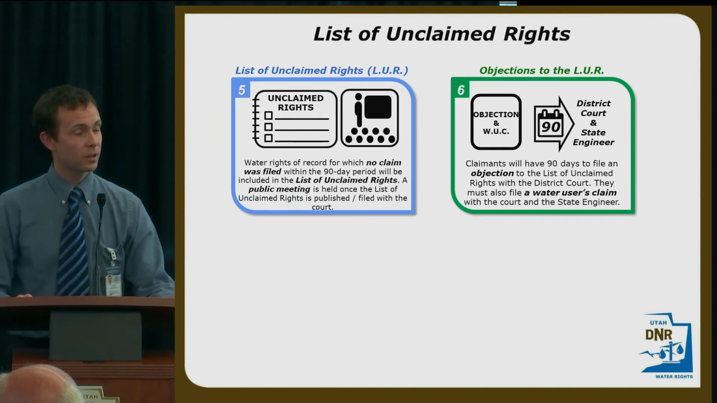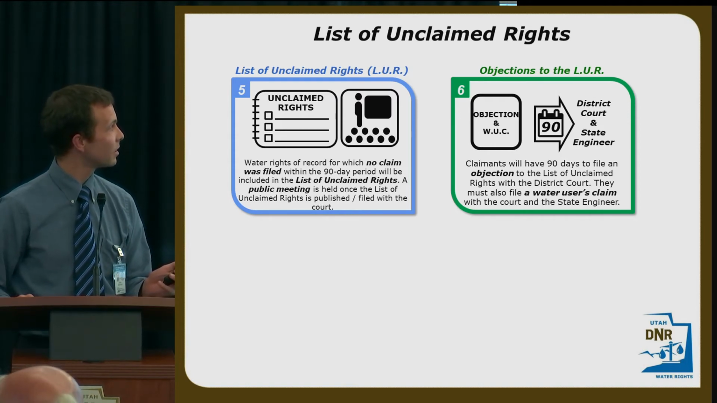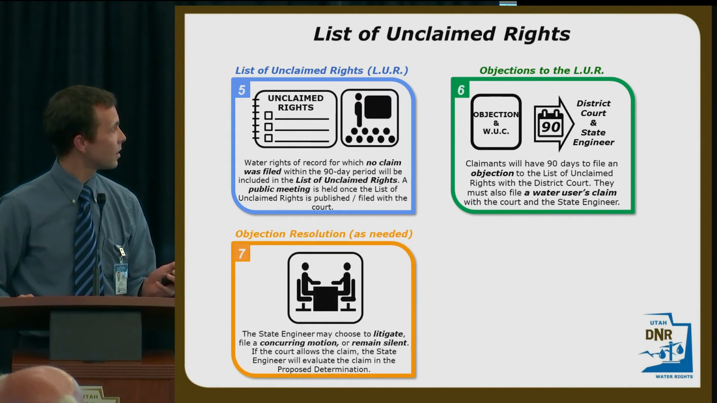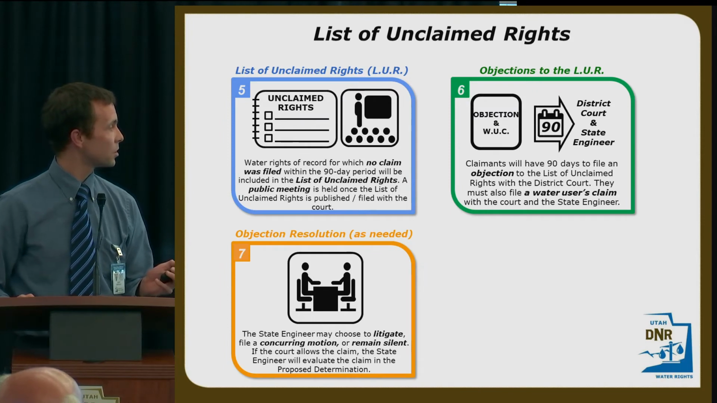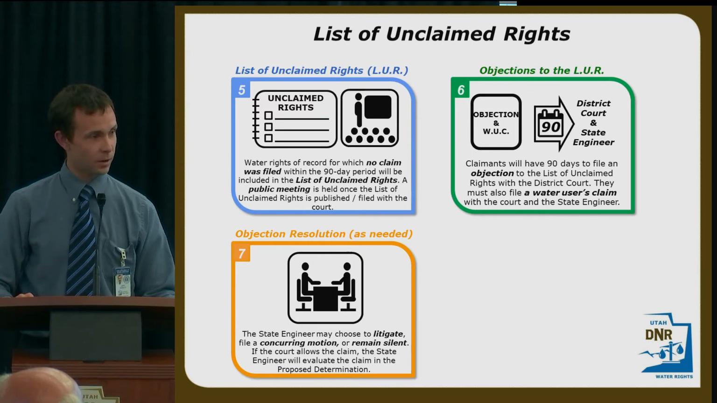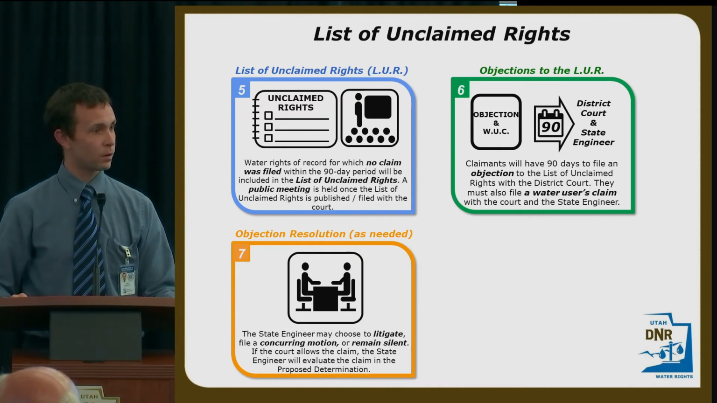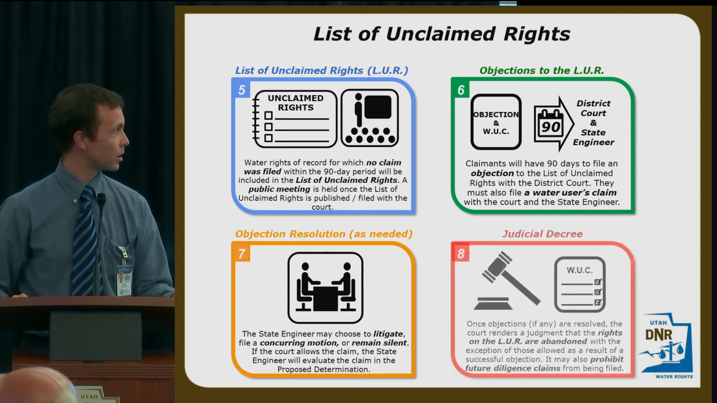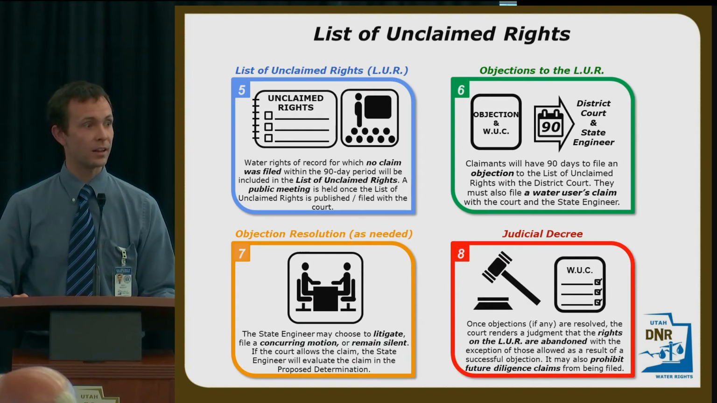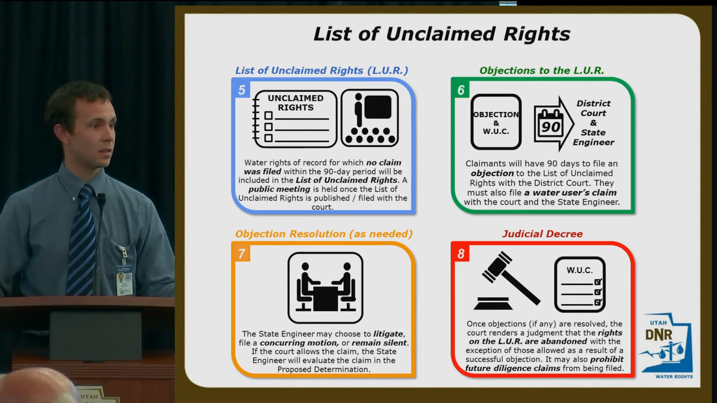The list of unclaimed rights of record gets published. I think I went over this in a fair amount of detail already. So, objection resolution: if people object to the list and state, well, wait, I had a water right and here is my claim, then we resolve those objections and we seek a judicial decree on that list, declaring the rights on that list have been abandoned.